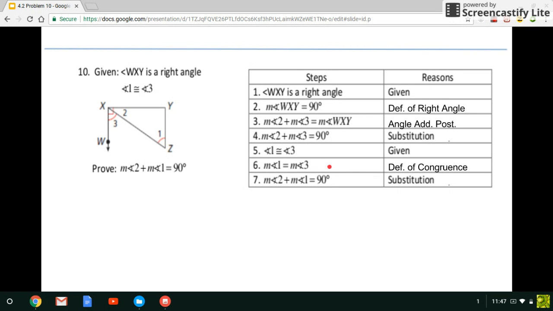All right, so then our last step here, we have angle 2 plus angle 1 is 90 degrees. That is what we were trying to prove. So that's always our last step, what we were trying to prove. And that is true by substitution. So back up here, we had angle 2 plus angle 3 is 90 degrees. So between this step and this step, we just switch out an angle. We have angle 3 in that one, and we have angle 1 in this one. But since angle 1 is equal to angle 3, we can just substitute angle 1 instead of angle 3 into this equation. So we're allowed to have angle 1 plus angle 2 equals 90 degrees by substitution.